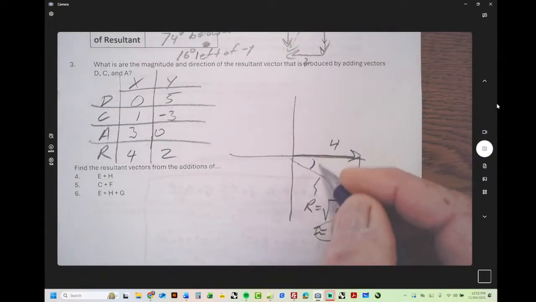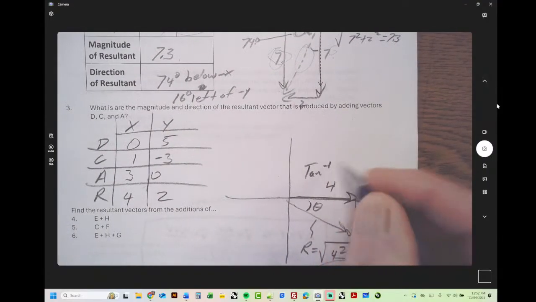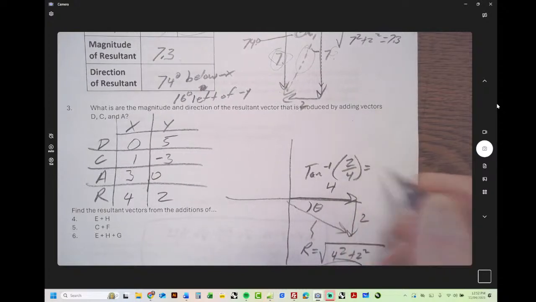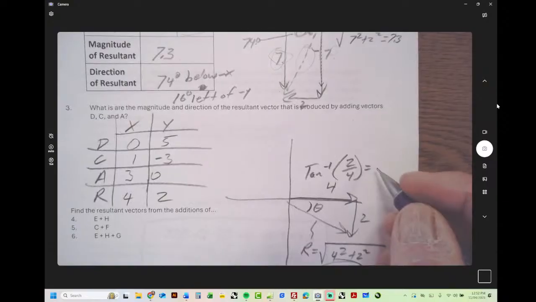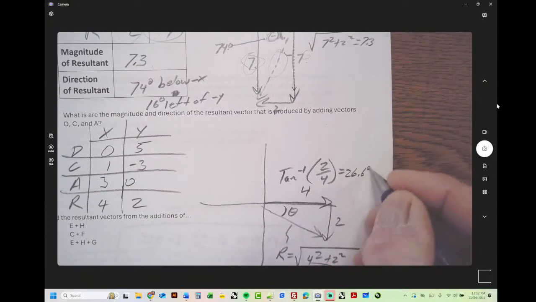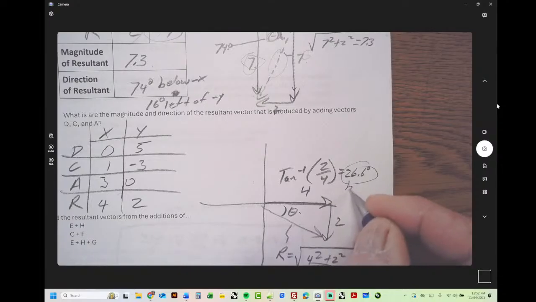And then the direction is just going to be the inverse tangent of 2 over 4, which is 26.5. Actually, it's 26.6. And this angle will be 26.6 below positive x.